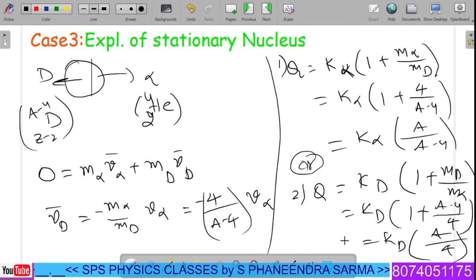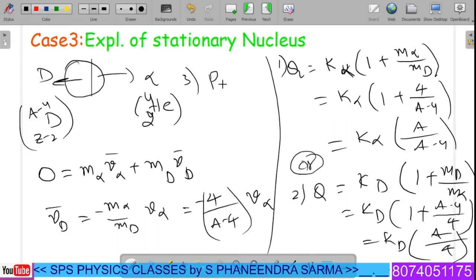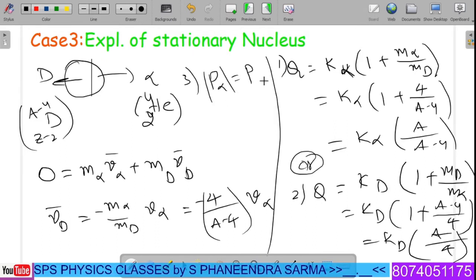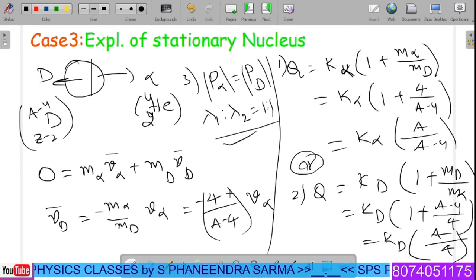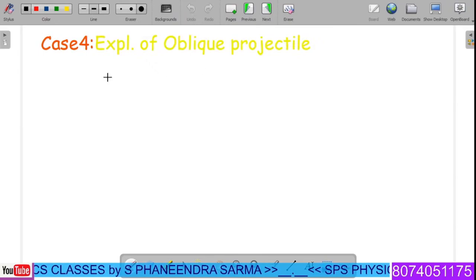So, depending on the problem, we have to use this particular formula, and the particles move in opposite directions with the same momentum. That means the linear momentum of the alpha particle is equal in magnitude to that of the daughter nucleus. Both linear momentums are the same. Therefore, lambda 1 is to lambda 2 is 1 is to 1 in the given problem. So different types of problems are connected with the same concept of the law of conservation of linear momentum.